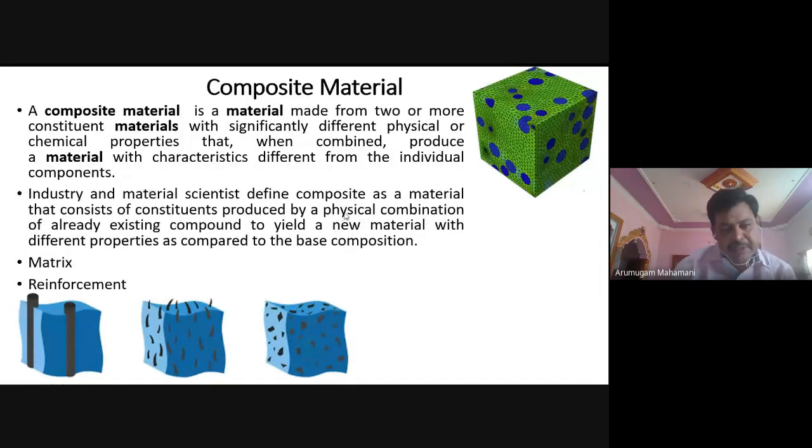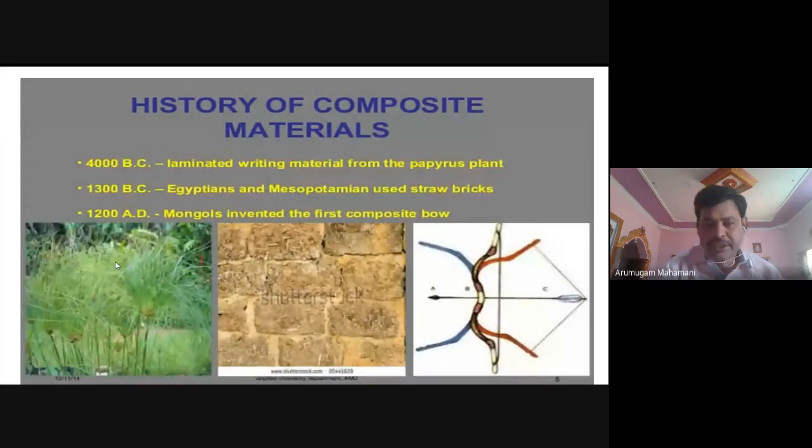Industry and material scientists define the composite in different ways. It is a new material with different properties compared to its constituents. Once the composite is made, the composite property is in between the matrix and reinforcement. So I will go to the next slide. Next, the history of the composite.